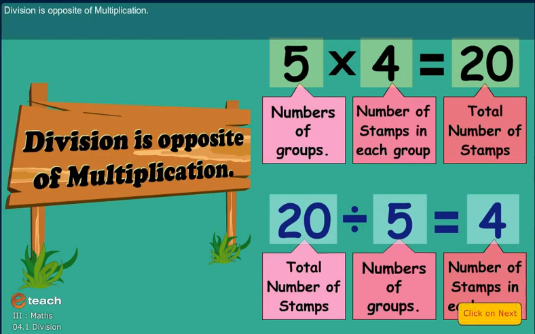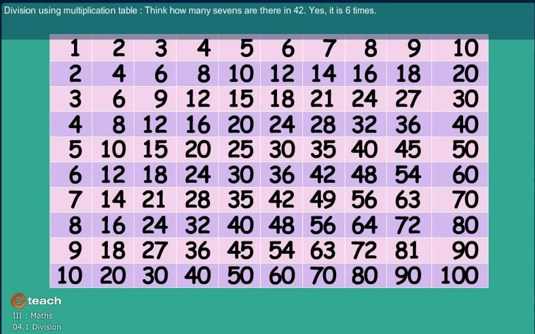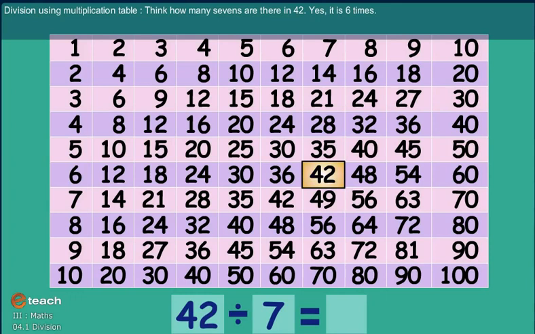Division. We use the multiplication table to divide. Think, how many 7s in 42? Yes, it is 6 times.